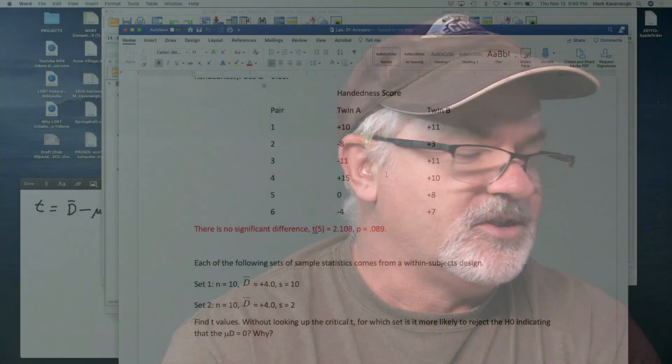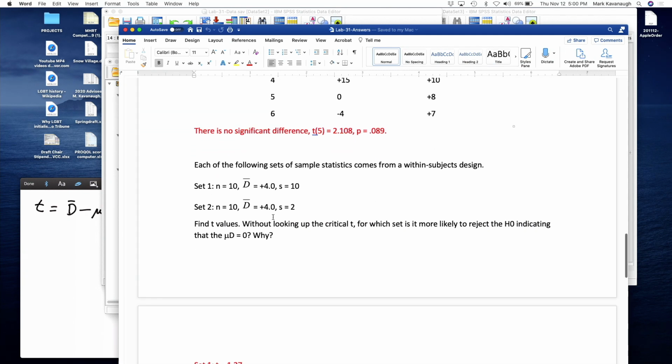Okay, so moving right along, we go to this next place right here, and we see this information. What we're given is the information that we can stick into the equation. Now, we're going to find the t values, and without looking up the critical t, can you tell which one of these is more likely to reject the H0?